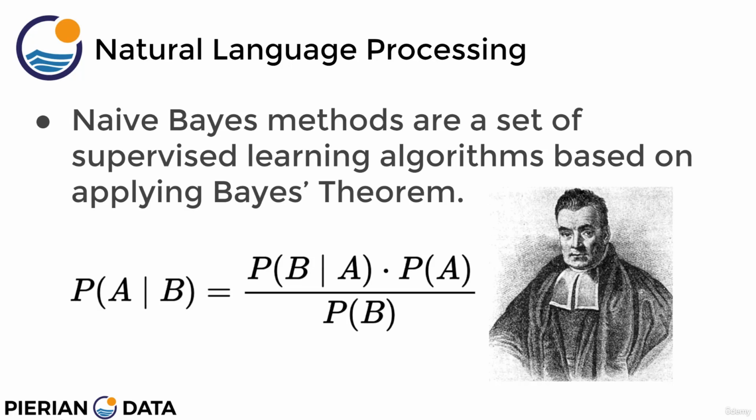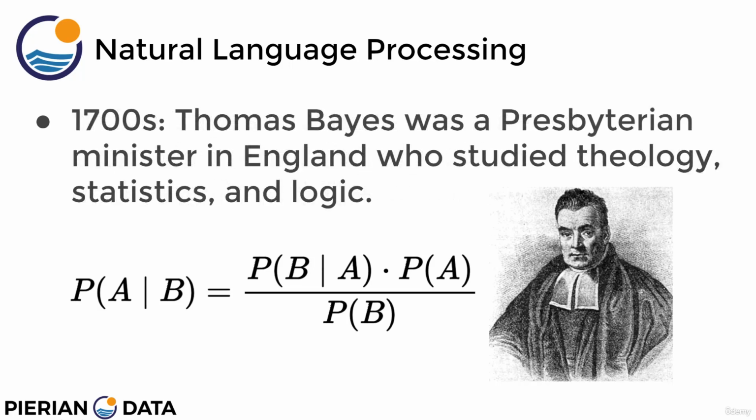A little bit of history of naive Bayes and Bayes' theorem: in the 1700s, Thomas Bayes was a Presbyterian minister in England who studied theology, statistics, and logic. Eventually, he came up with Bayes' theorem, shown here, which is a probability formula. We should note that there is no official known sketch or portrait of Thomas Bayes, and this particular portrait is just from a statistics book from the 1930s, and it's not really known if this is actually him or even a likeness of him.